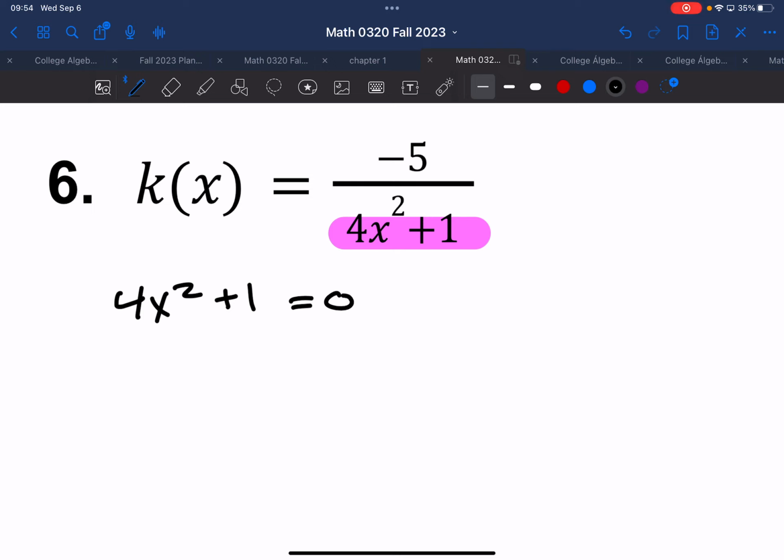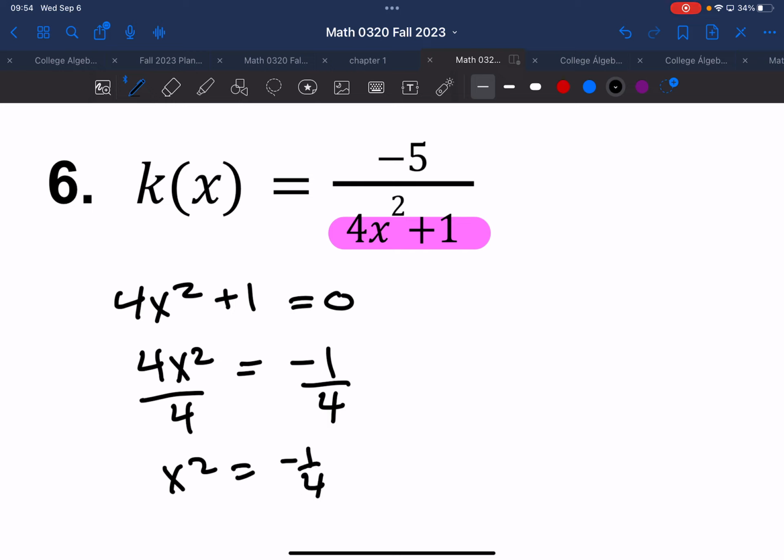Okay, we want to get x by itself, so what do we do? Minus the 1. Minus 1, so 4x squared is equal to negative 1. What do we do next? Divide by 4. So we have x squared is equal to negative 1/4. How do we get rid of the square?